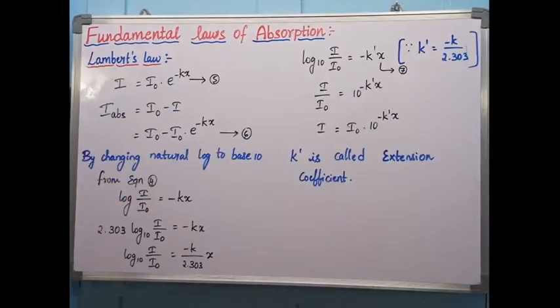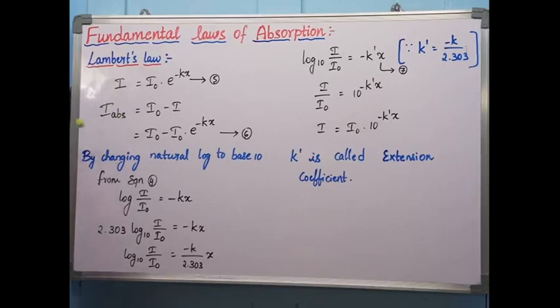We got an equation I is equal to I naught into e power minus kx. So this is equation 5. In order to get I absorbed radiations, I am doing I naught minus I. That means I absorbed radiations means intensity of radiations absorbed in the medium.